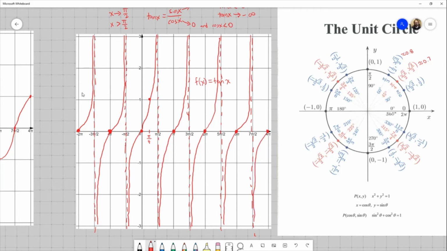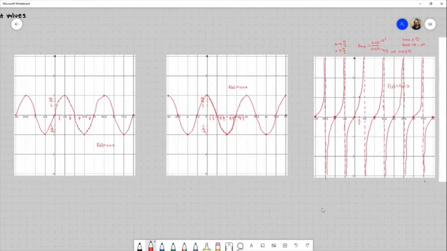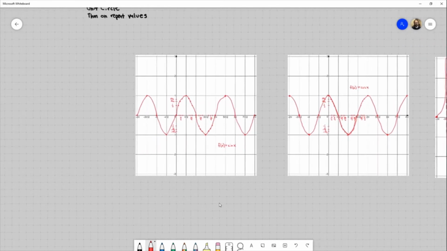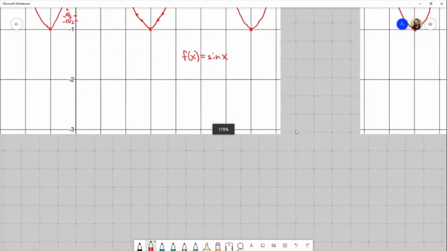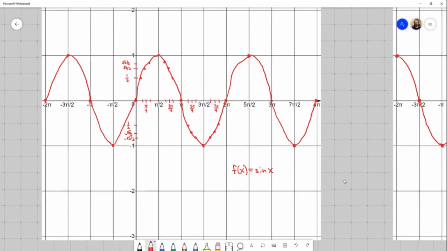All right, so there's the three graphs of our three primary trig functions, sine of x, cosine of x, and tangent of x. To get the other three pictures, we're going to be using some reciprocal identities. So let's go look at sine of x. The reciprocal of sine of x is cosecant. So if I look at g of x here, g of x equals cosecant of x. Remember, cosecant is the reciprocal of sine.